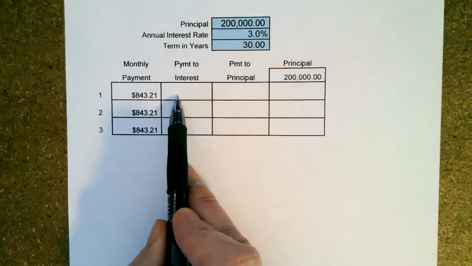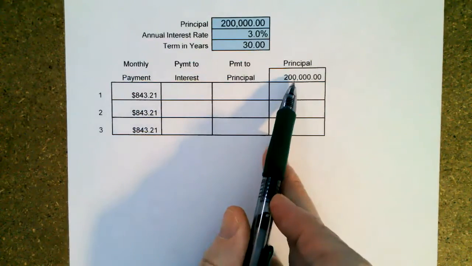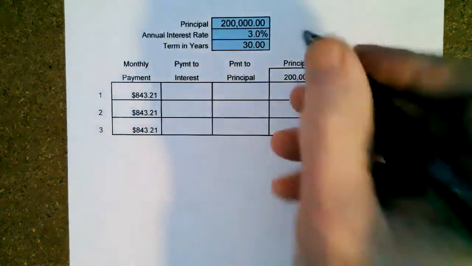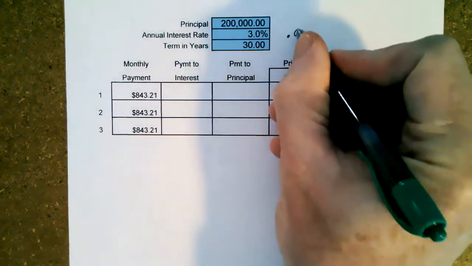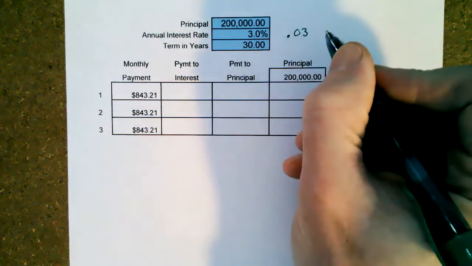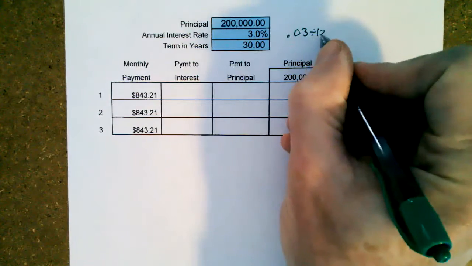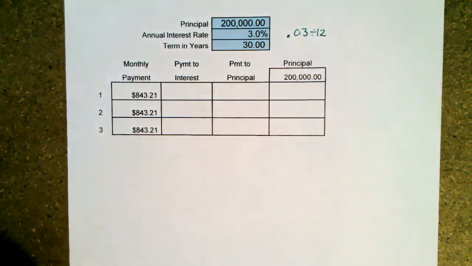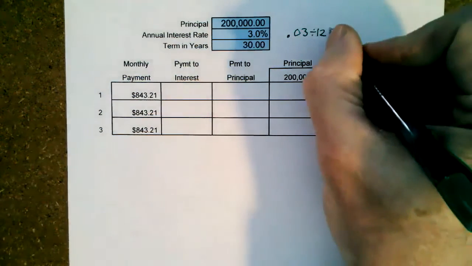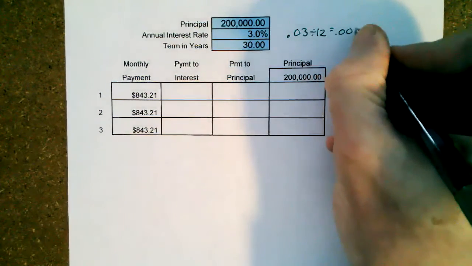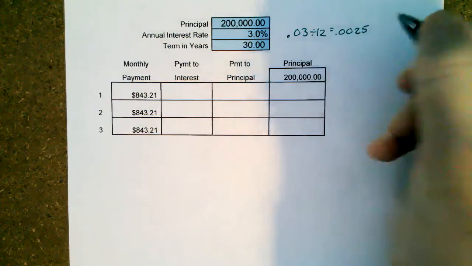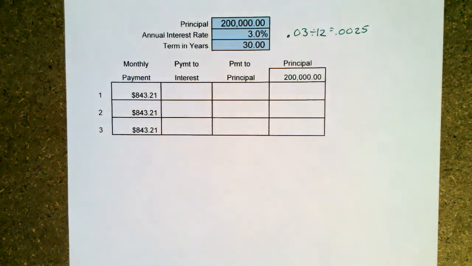Sorry. So how much interest was paid in the first month on $200,000? Well, the interest rate is 3%. I'm going to rewrite that as 0.03. How much was that per month? So if we take 0.03 divided by 12, I've got 0.0025. That's my monthly interest rate.